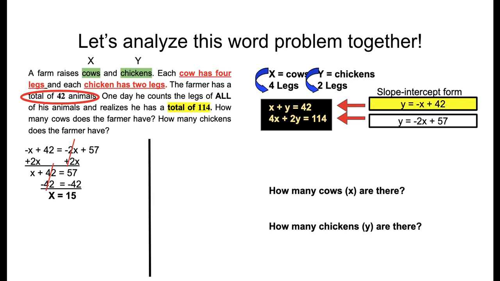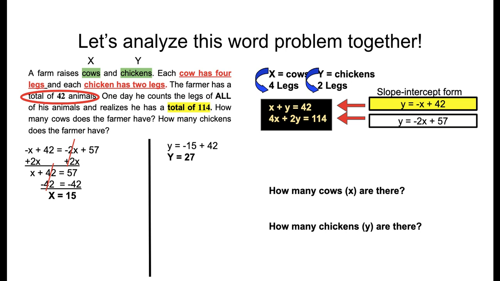So I'm going to choose this first one that says y equals negative x plus 42, and I'm going to substitute 15 for x, and now it becomes y equals negative 15 plus 42, and y equals 27.